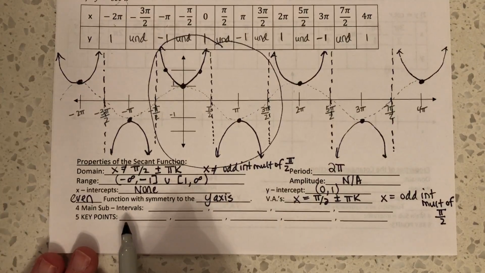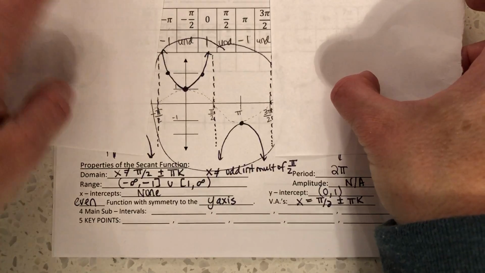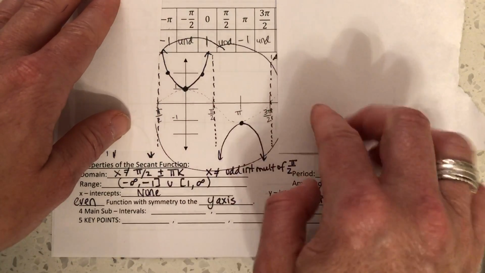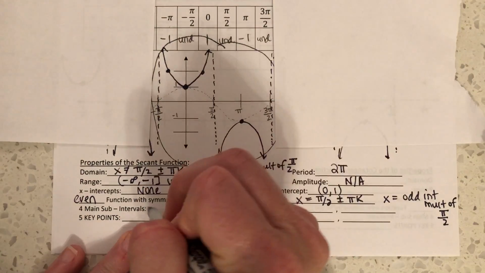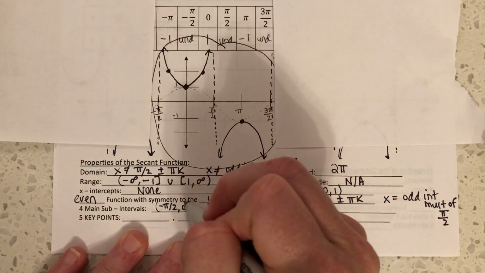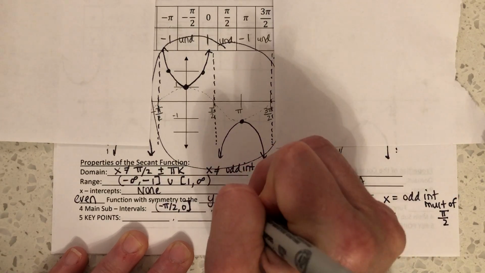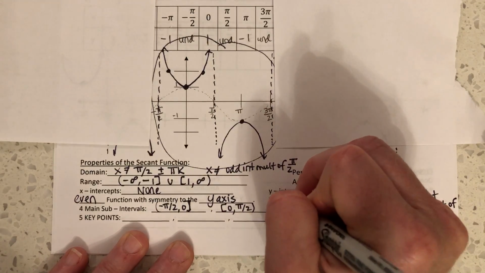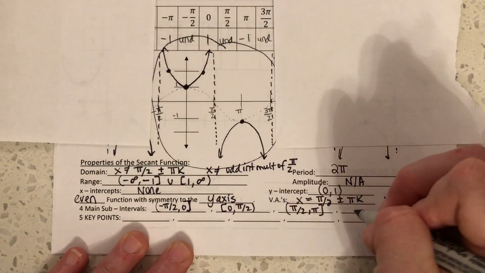Okay? All right, his 4 main subintervals, well, same thing, except it's a little bit shifted. All right, 2 pi divided by 4, you still count by pi's over 2. So we have 1, 2, 3, 4 main subintervals on his first cycle. The first main subinterval is from negative pi over 2 to 0. All right, the next one is from 0 to pi over 2. The next one is pi over 2 to pi. And then the last one is from pi to 3 pi over 2.